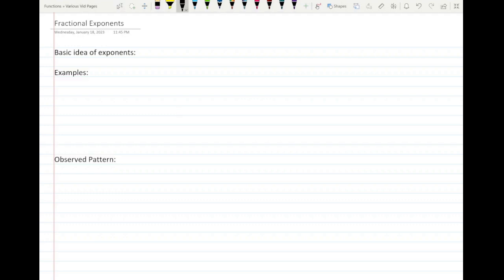Hey everybody, today we're going to talk about fractional exponents. But before we do that, let's review the basic idea of positive whole number exponents, because that's going to help us motivate our new definition for fractional exponents. Now, that basic idea is repeated multiplication. That's kind of how you think of exponentiation when it's first shown to you.